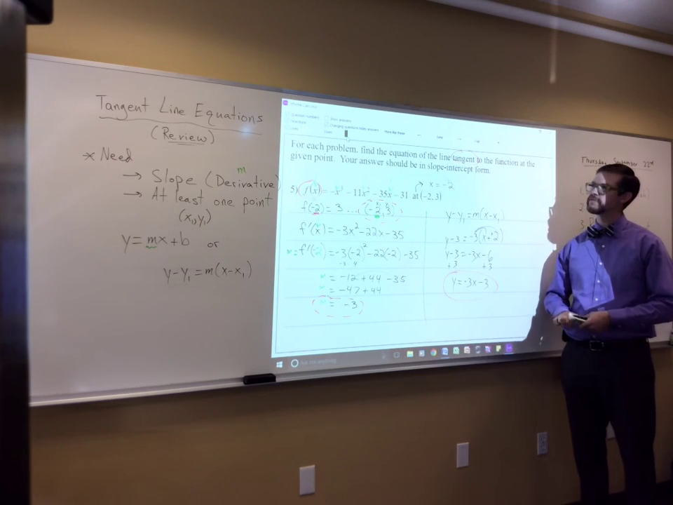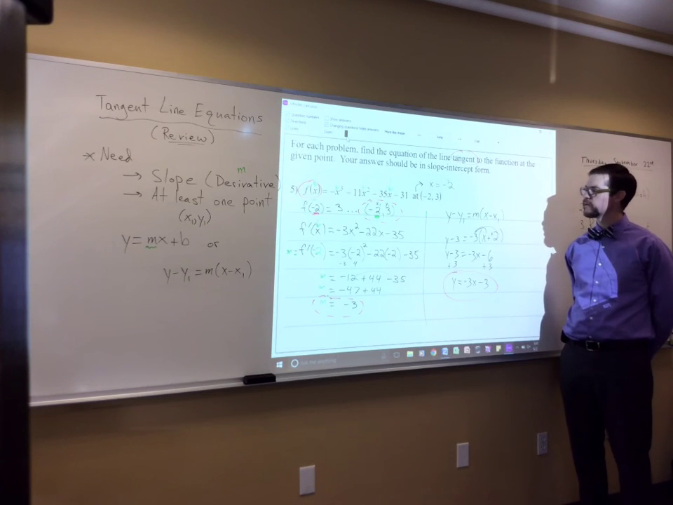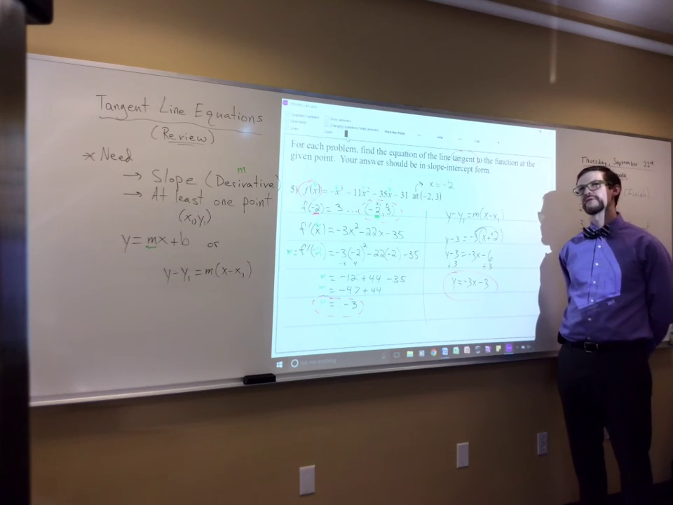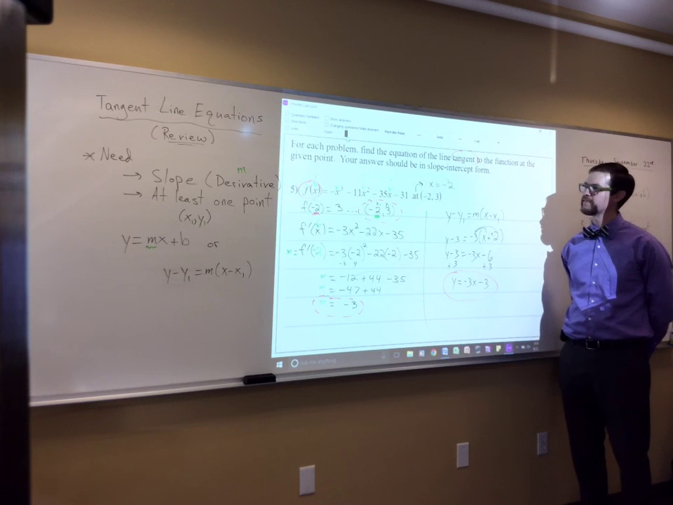So there you have it, a little review of finding the tangent line equation, or rather the equation of a tangent line at a given point on a function.